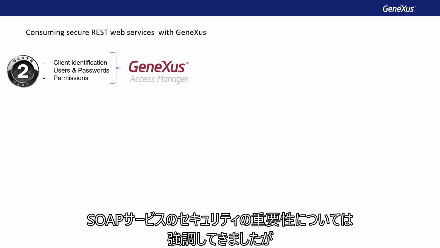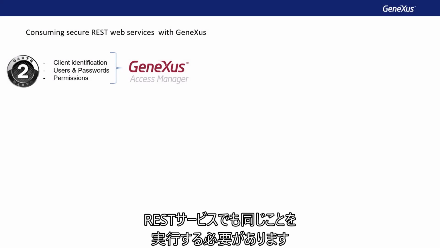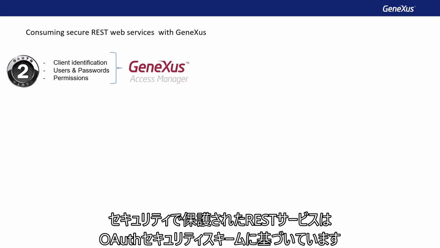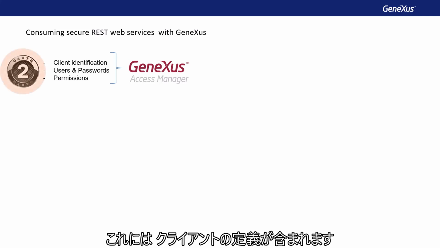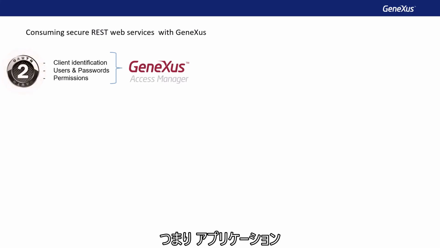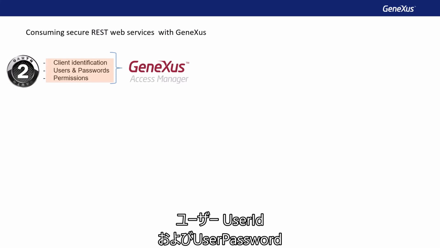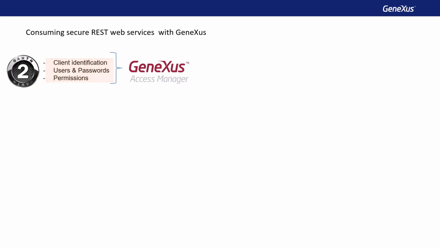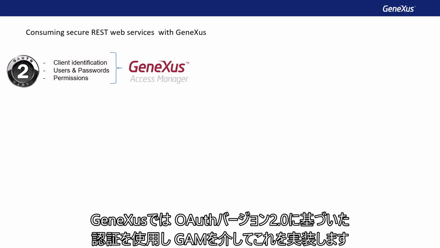Just as we stress the importance of security for SOAP services, we must do the same for REST services. Secure REST services are based on the OAuth security scheme, and this involves defining the client, that is, the application, the users, user ID and user password, and the permissions, read, write, full control, and so on. In GeneXus, this is implemented through the GAM, with authentication based on OAuth version 2.0.